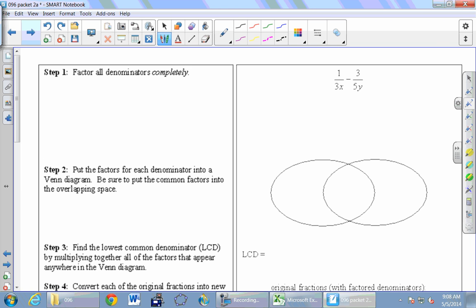So first one, 1 over 3x minus 3 over 5y. So I see it's subtraction. I see the denominators are different, which means we've got this whole process to do. So factor the denominators completely. What can you say about factoring 3x? Just 3 times x. It's already multiplication. There's nothing else to do, which is great. How about the other one?